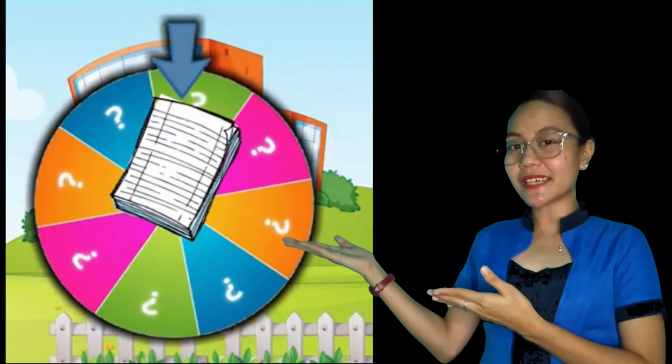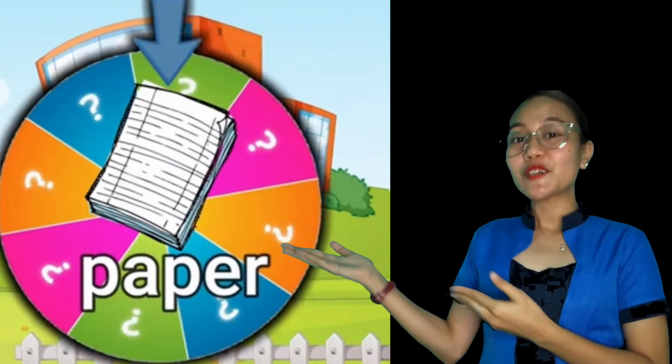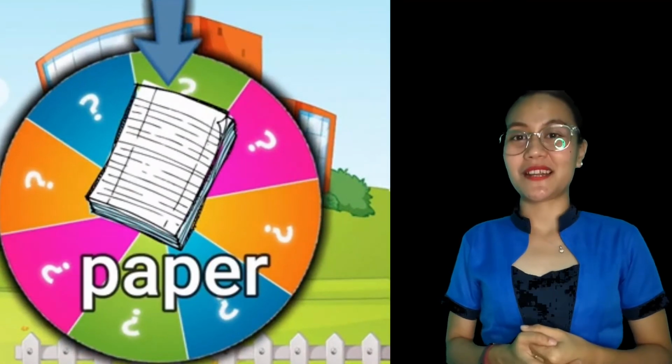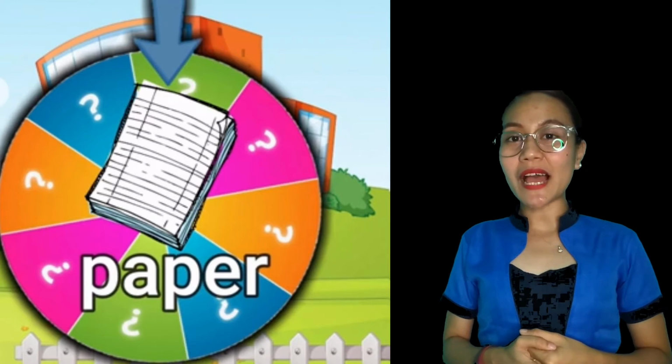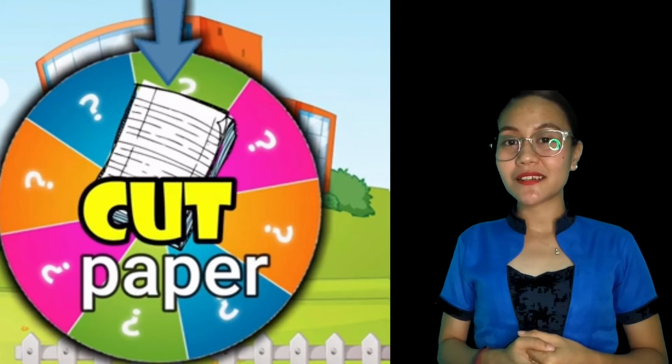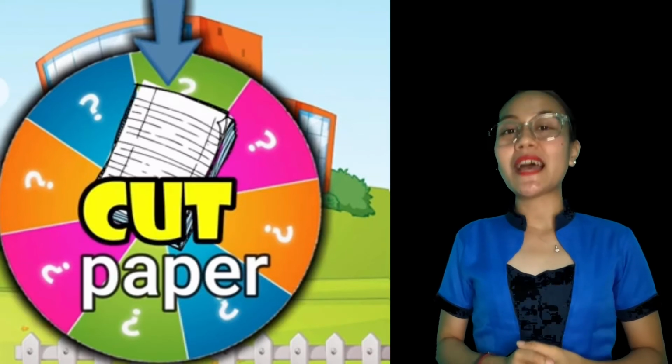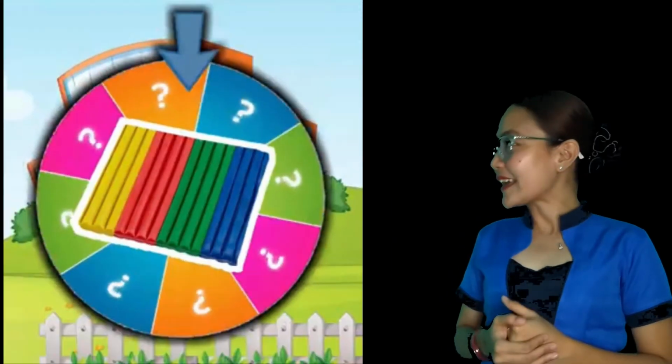What object is this? Good! A paper. And what do you think will happen to a paper? Very good! A paper could be cut. Next object, please.